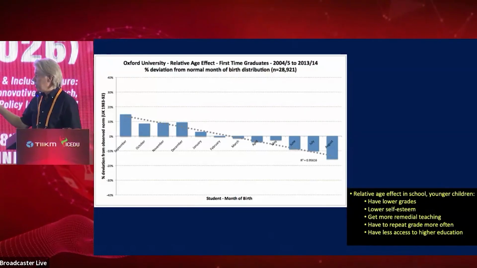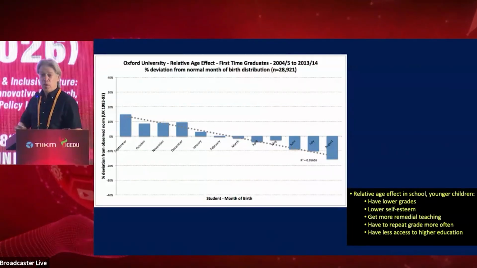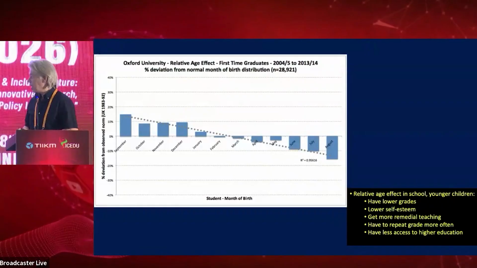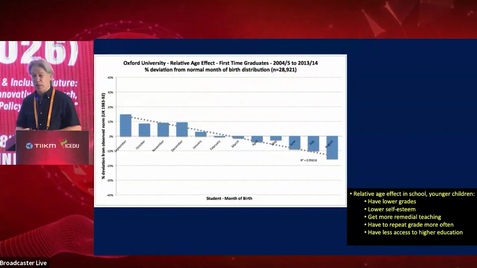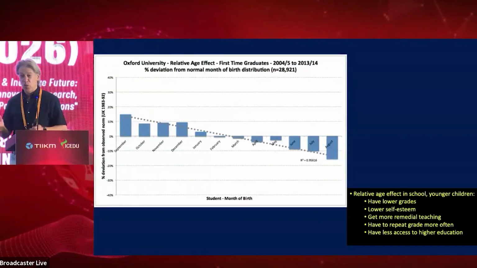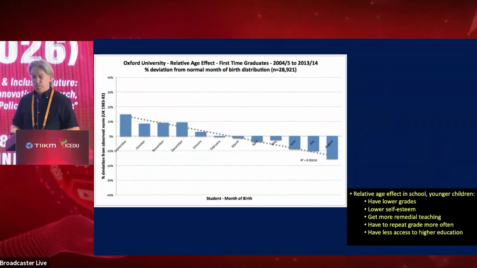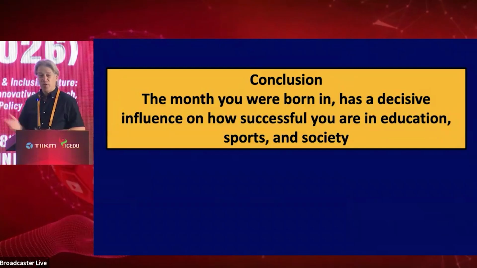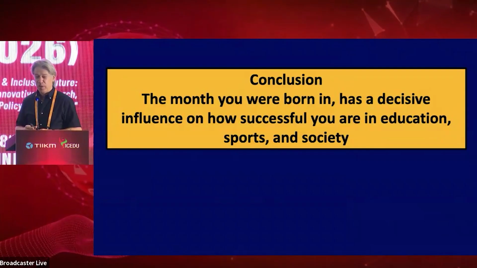And so what we see is that the younger children in the class show lower grades, lower self-esteem, they get more remedial teaching, they have to repeat grades more often, and they have less access to higher education. And there is even a relationship with suicide, what these studies show. And so the conclusion of this research is that the month in which you were born has a decisive influence on how successful you are in education.